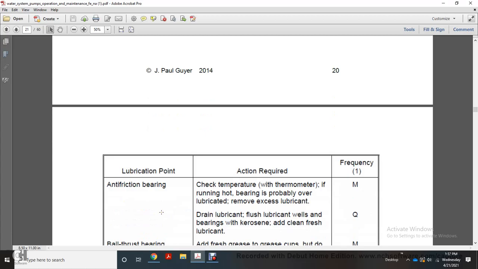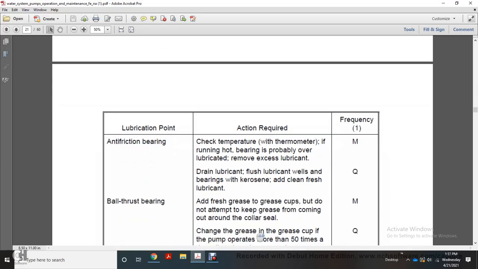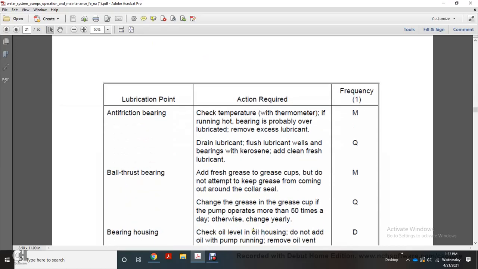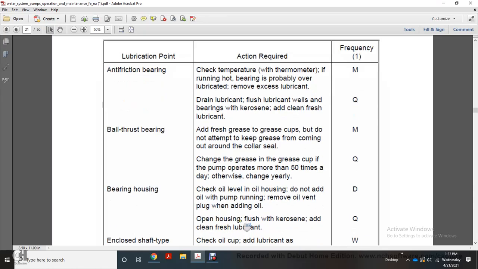Lubrication point, action required, and frequency. Anti-friction bearing: check the temperature with a thermometer. If running hot, your bearing is probably over lubricated, so remove excess lubricant monthly. Strain the lubricant, flush the lubricating wells and bearings with kerosene, clean, and add fresh lubricant quarterly. Ball thrust bearing: add fresh grease through the grease cups, but do not attempt to keep grease from coming out of the collar seal. Monthly. Change grease in the grease cup if the pump operates more than 50 times a day. Otherwise, change yearly. Quarterly.